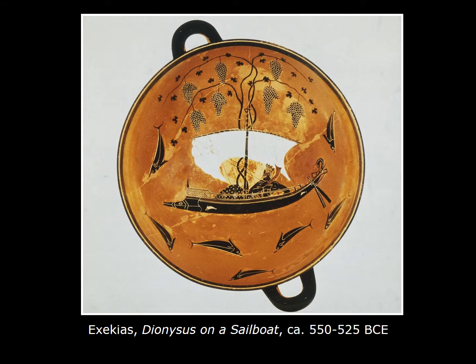The next piece here is a kylix, or a drinking vessel. It's a low, flat bowl with handles, usually for drinking wine. This is by Ezekias. It's Dionysus on a sailboat, circa 550 to 525 BCE. And the scene you're seeing right here is as you look down into the cup. So you would be drinking your wine, and once your wine was emptied away, you could look down into the cup and see this image of the god Dionysus on a sailboat.